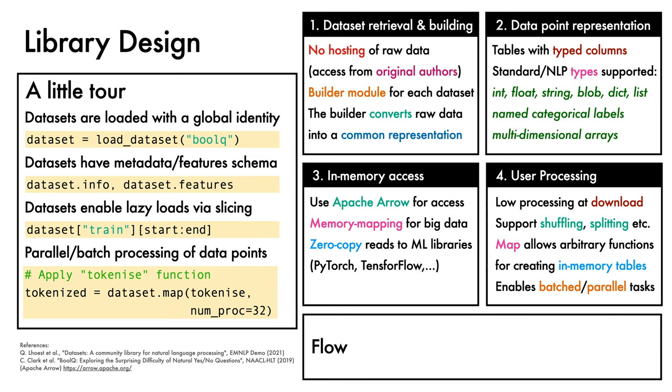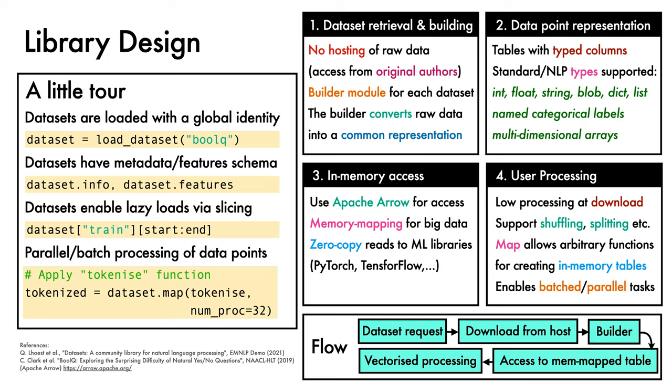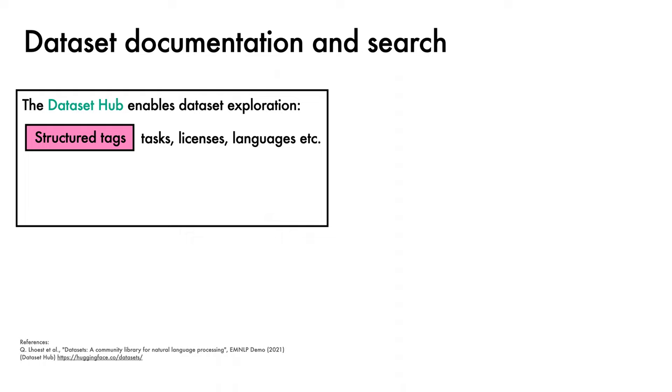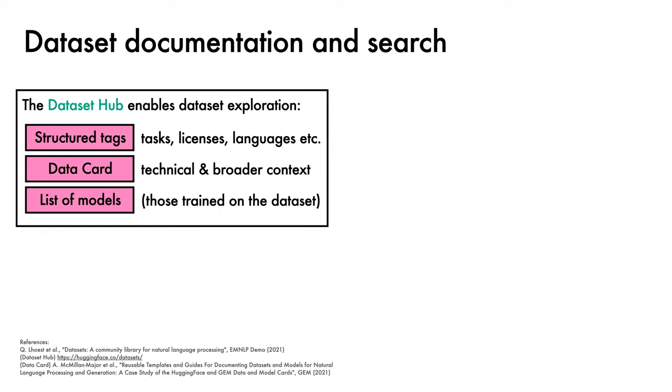The bigger picture flow is as follows. The user requests a dataset, which is downloaded from the original host, after which the builder module is immediately executed. This gives the user access to a memory-mapped typed table, upon which they can apply vectorized processing with efficient caching of the resulting data. The Dataset Hub is an online tool that enables exploration of all datasets in the library. It associates to each dataset a collection of structured tags describing the tasks, licenses, and languages relevant to the data, a data card to convey technical and broader context, and a list of models that have been trained on the dataset.